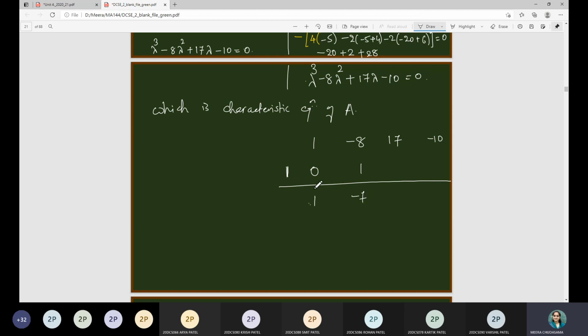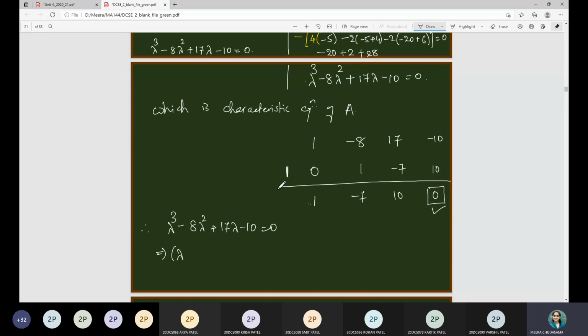Again perform the cross multiplication with 1, so it is minus 7. Add this to 10, so it is 10. 10 into 1 is 10, so this will become 0. If your computations are correct, you will always get this last element as 0. Right?